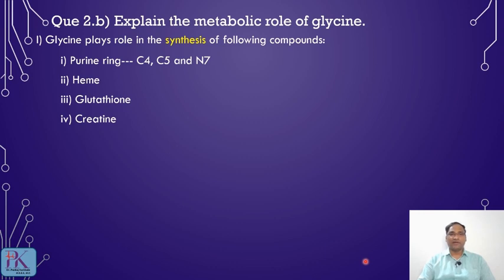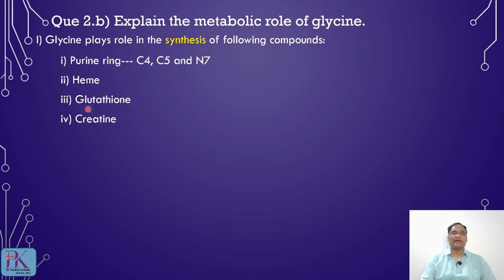So the first metabolic role is synthesis of different compounds. Synthesis of biologically important compounds. Which are the compounds which are synthesized by glycine? C4, C5 and N7 of the purine ring. Okay, C4, C5 and N7 of the purine ring. Then heme synthesis, you know, the first step is succinyl-CoA plus glycine. Okay, the first step of heme synthesis.